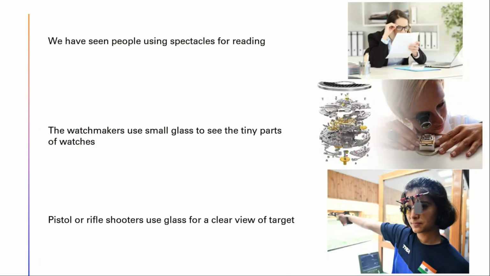We have seen people using spectacles for reading. The watchmakers use small glass to see tiny particles or parts of watches. Pistol or rifle shooters use glass for a clear view of the target.